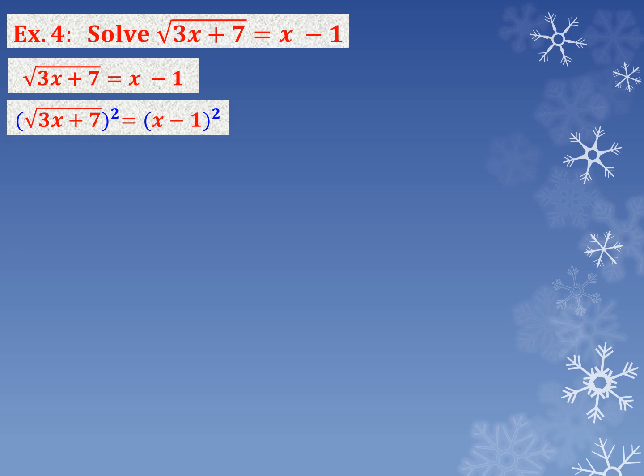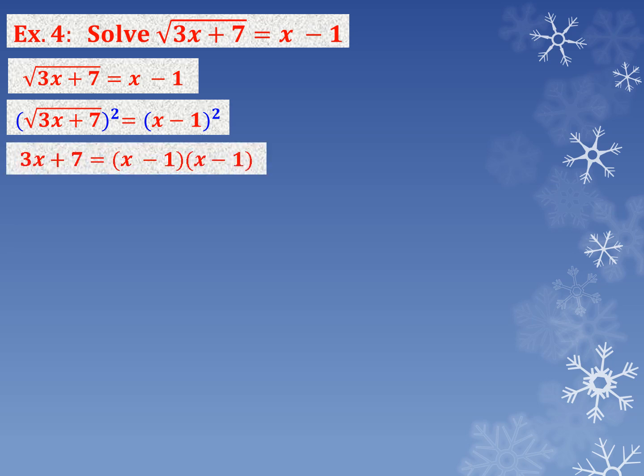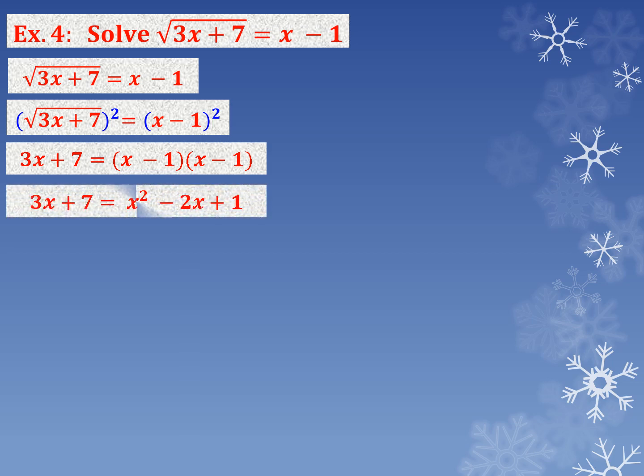When I square the left, I'm left with 3x plus 7. When I square the right, that's a parentheses squared. Remember when we see a parentheses squared, that means, hey dude, write me twice. So I'm going to change x minus 1 squared into x minus 1 times x minus 1. I'm now going to multiply the right side. You can FOIL it, you can box it, whatever works best for you. So when I multiplied x minus 1 times x minus 1, I got 3x plus 7 equals x squared minus 2x plus 1. This is a quadratic, so to solve a quadratic, it has to equal 0.